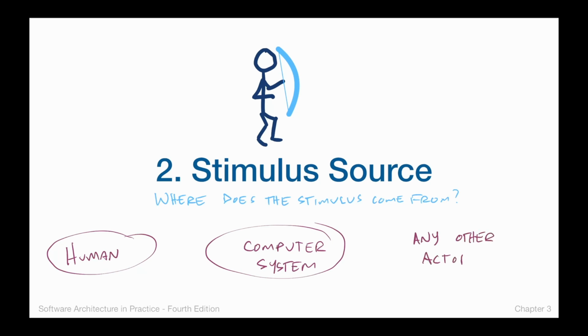Maybe you have a system that has sensors that could be sending a stimulus, sending an event. So the source of the stimulus may affect how it's treated by the system. If it comes from a human, like an untrusted user versus a trusted user, it is going to go through a lot more scrutiny. So depending on where it comes from, it can behave differently.